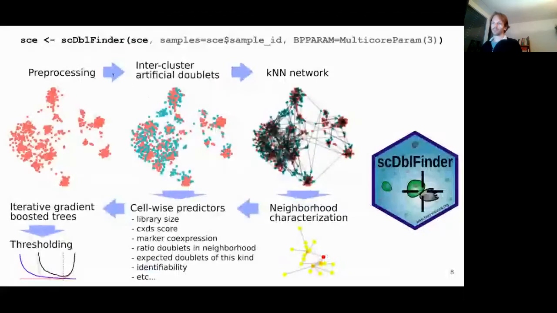So the method is very easy to use. It's a one-liner. What happens in a nutshell is this: after pre-processing, we generate inter-cluster artificial doublets. Of course, the devil is in the detail here. I won't get into that.